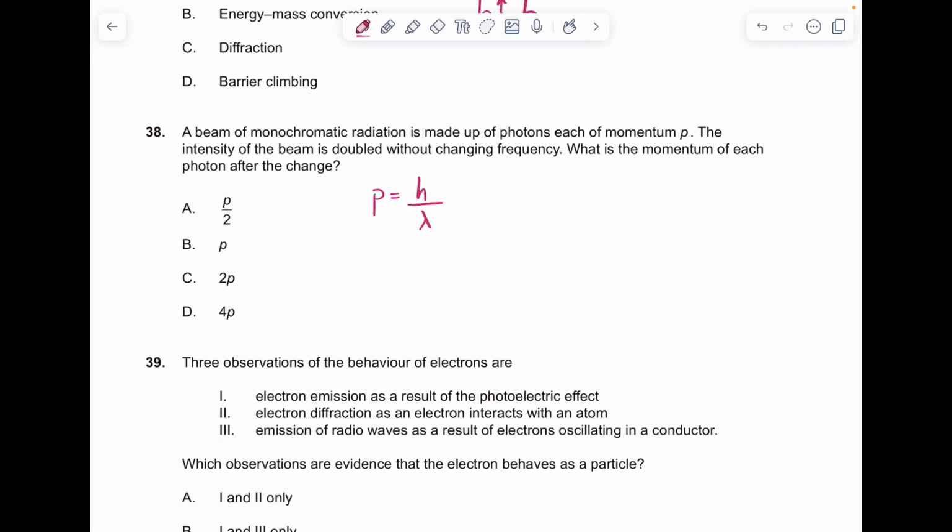So if the frequency is not changed, the photons are still exactly the same photons. They have the same amount of energy, they have the same amount of momentum, there are just more of them, but their individual properties are still identical if the frequency has not changed. So the momentum is still p. There are more photons, but the properties of the photons have not changed.